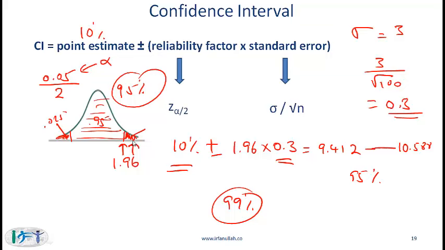So Z alpha over 2 will go up, which means that you will then have to give a wider range. And this makes sense because if you need to speak with 99% conviction, then obviously you will have to give a wider range. If you think about what your manager might do to test whether your statement is accurate or not, he might just sample 100 stocks.